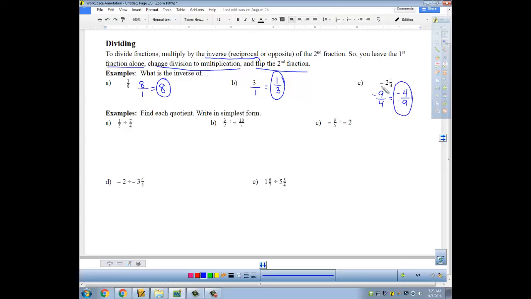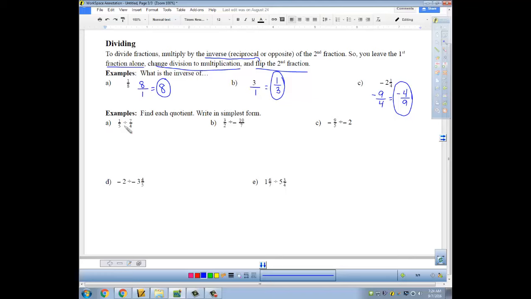Notice that even though the 9 had the negative when I wrote it the first time, I put the negative on the 4 the second time. I always put the negative on the numerator. So get in that habit. It just makes things easier, more clear. It really doesn't matter where the negative goes. It just looks better and you're used to seeing it on the numerator.